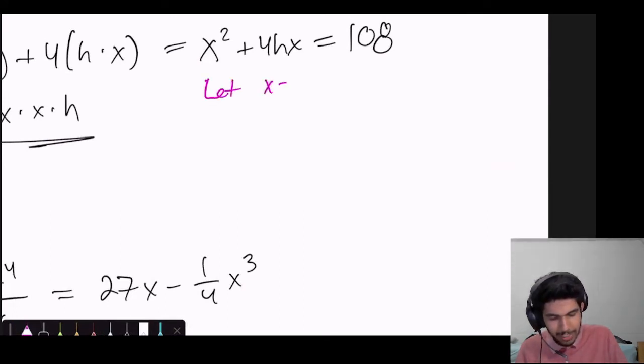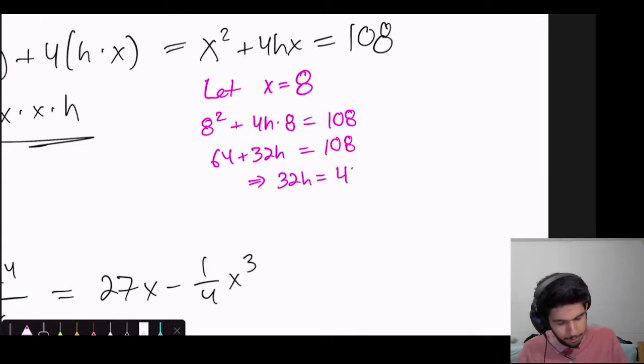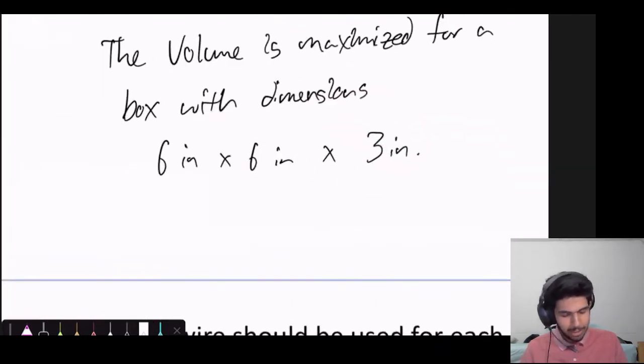Let x equal 8, and then we'll solve for h. So we get 8 squared plus 4h times 8 equals 108. So 64 plus 32h equals 108. So 32h equals 44, I think. h equals 44 over 32. That's equal to 11 over 8. So we're saying the dimensions are 8 by 8 by 11 over 8. And if we compute the volume, we get 88. If we scroll back here and we compute this volume, we get 6 times 6 times 3.